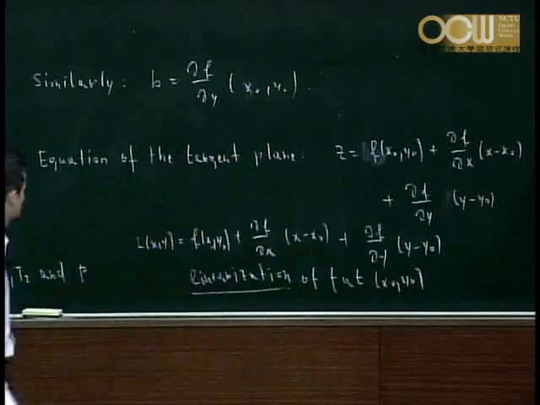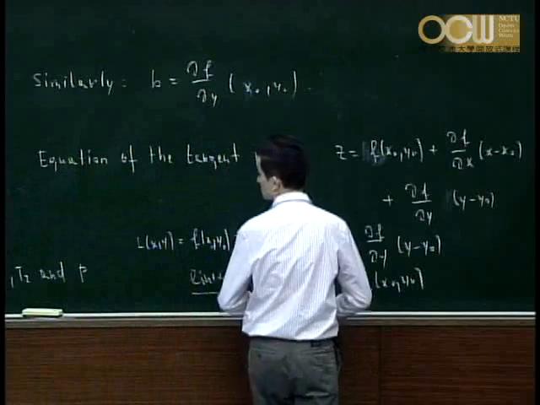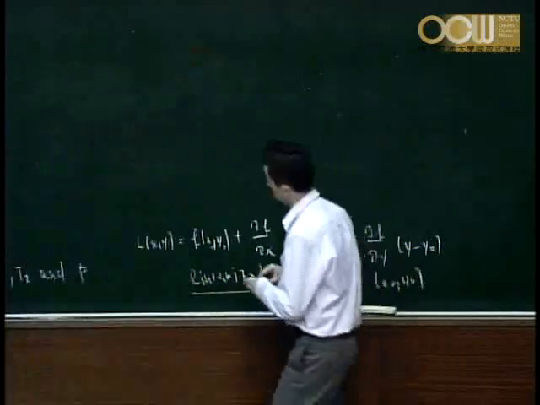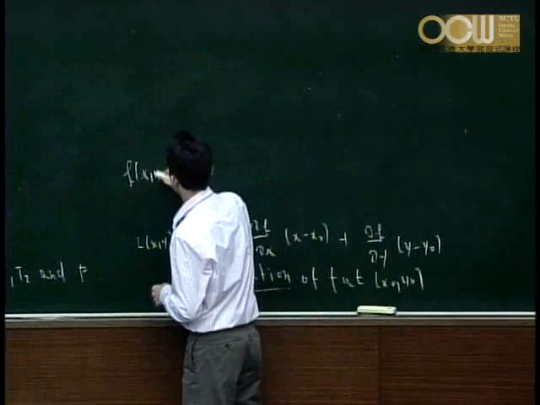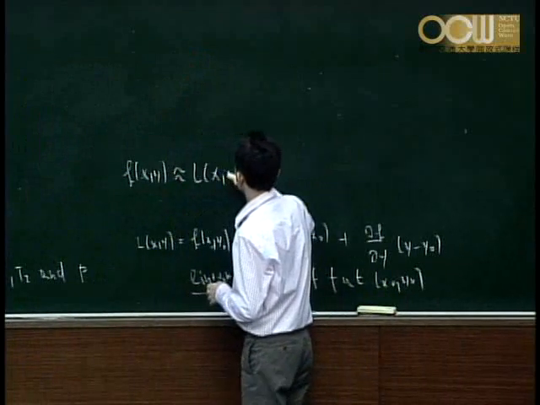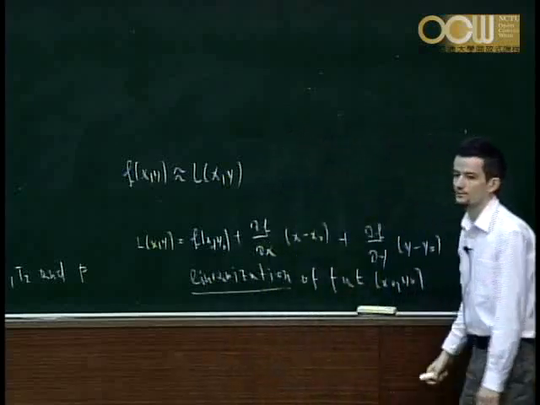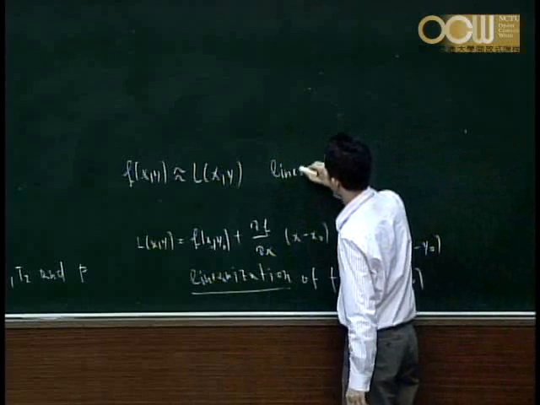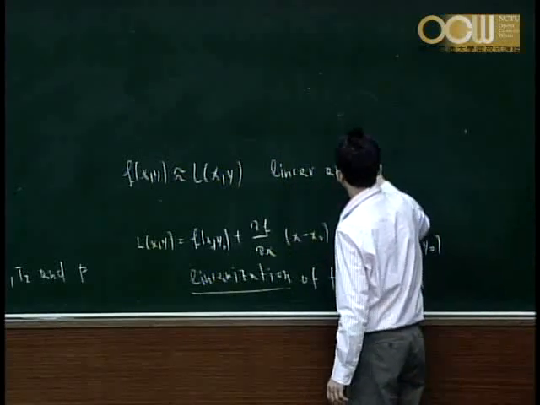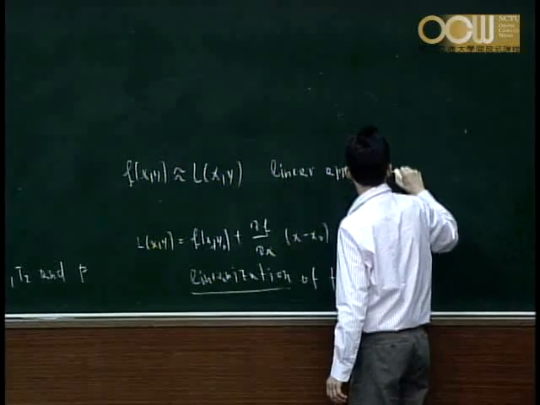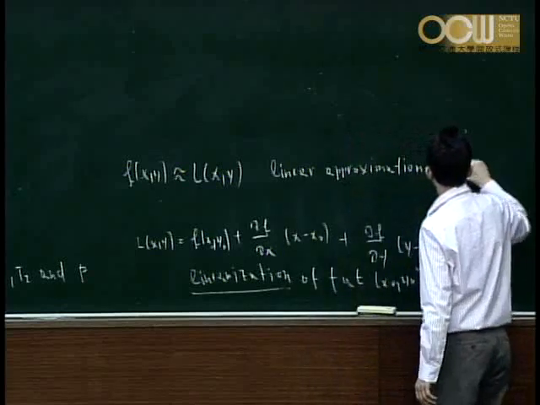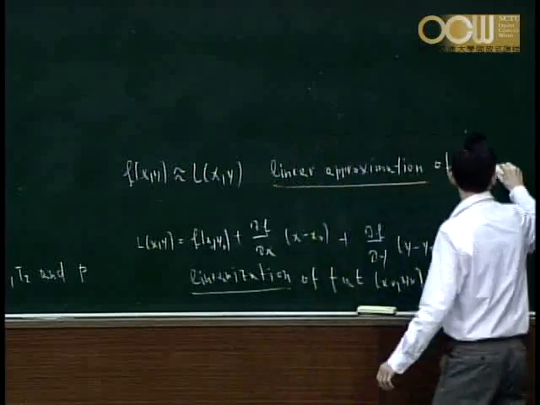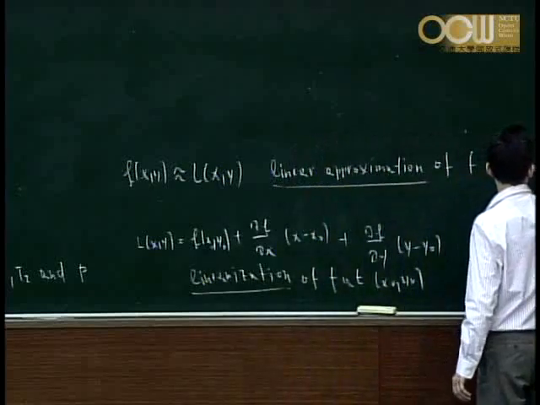We will sometimes write something like this here. You can use the tangent plane in order to approximate the function, and this is called the linear approximation of f, of course, at the point x0, y0.